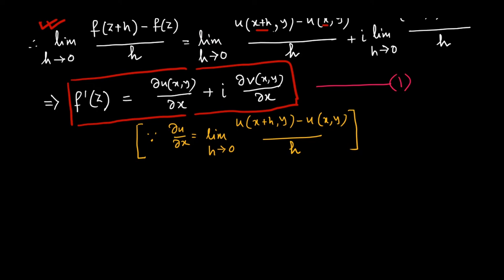Fine. Let us consider another case, the second case that I told you at the beginning, that we will consider two approach paths. So now let h approach 0 through the imaginary axis.